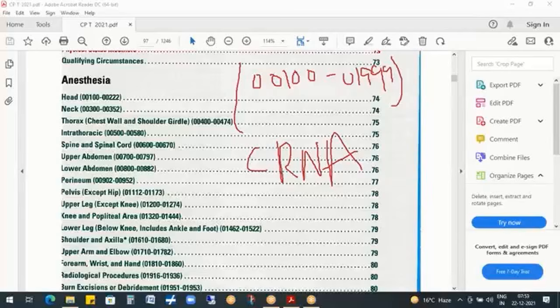Next one, regional anesthesia. What are the types of anesthesia that come under regional anesthesia? Nerve block. Next, epidural. Third point, spinal tap.